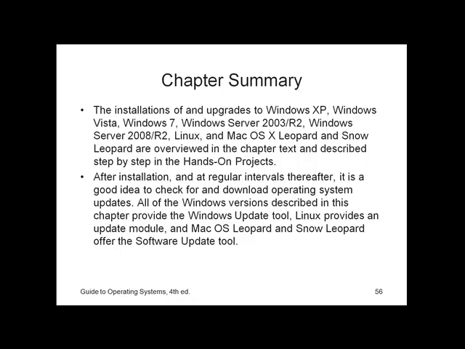After installation and at regular intervals thereafter, it is a good idea to check for and download operating system updates. All the Windows operating systems described in this chapter provide the Windows Update tool. Linux provides an update module, and Mac operating system Leopard and Snow Leopard all provide a software update tool for this purpose. Updates are very important to ensure that the operating system is secure and will operate efficiently, particularly when there are changes or releases of new hardware. These critical updates are important to be downloaded and installed in a timely manner.